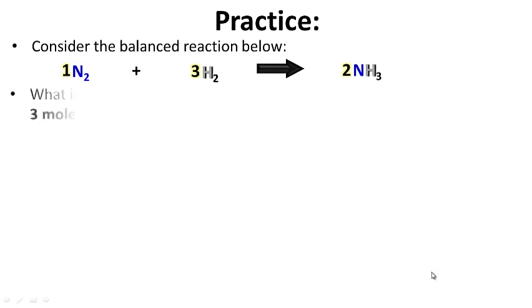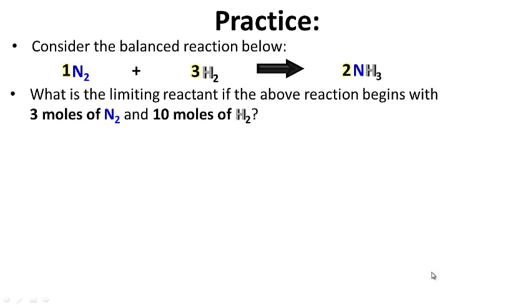All right, now it's your turn. Go ahead and practice. What is the limiting reactant if the above reaction begins with 3 moles of N2 and 10 moles of H2? Go ahead and practice this. Pause this while you work on this. When you're ready to check your work, hit play.